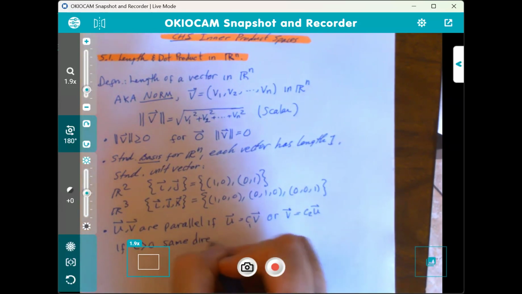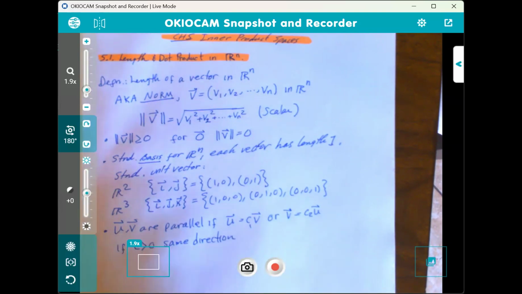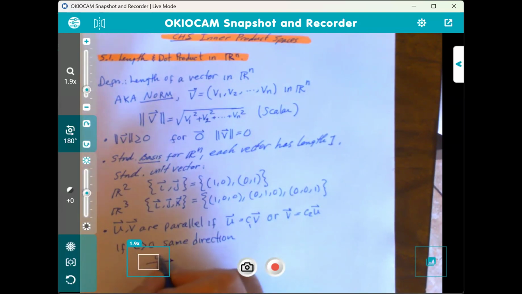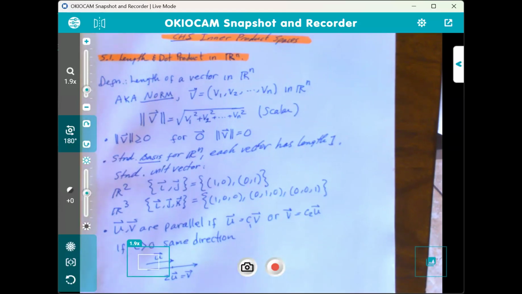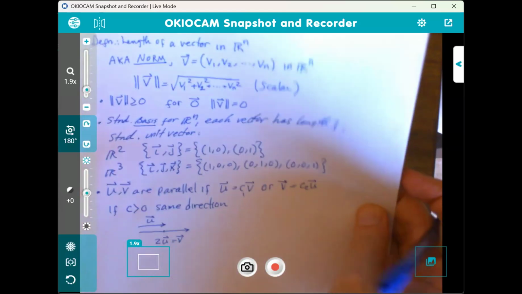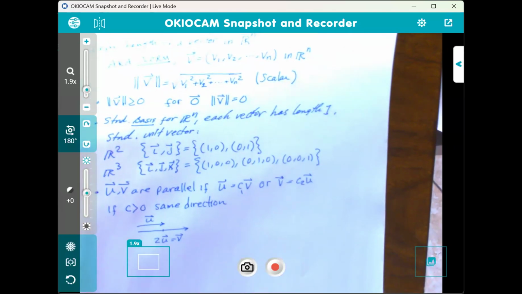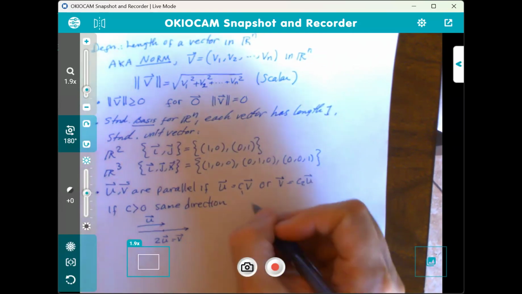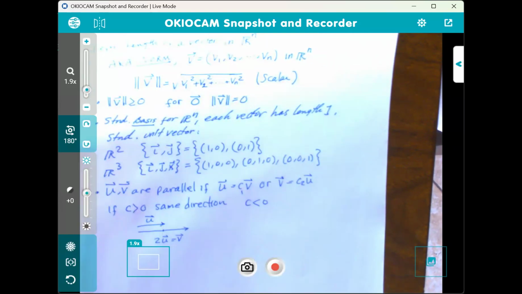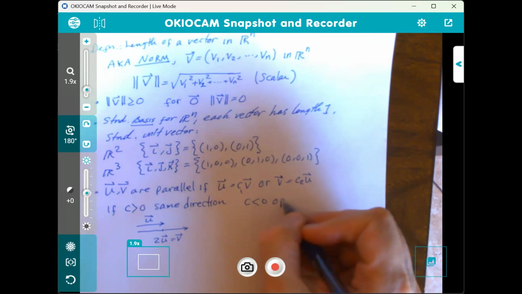The two vectors will have the same direction. So let's say this is vector u, and this is vector v, which is twice u, 2u. If you notice, they go in the same direction, and 2 is positive here. So that's indicative that vector v goes in the same direction. Now, if c is less than 0, then they go in opposite directions.